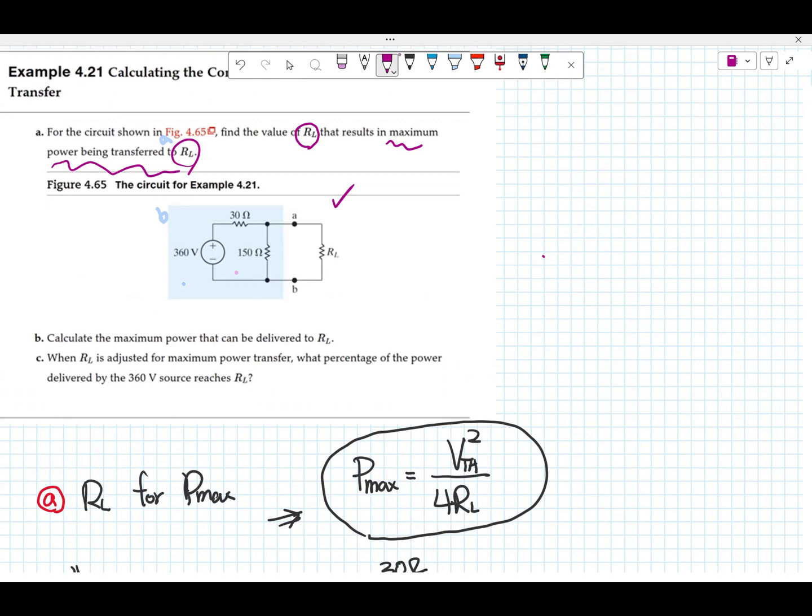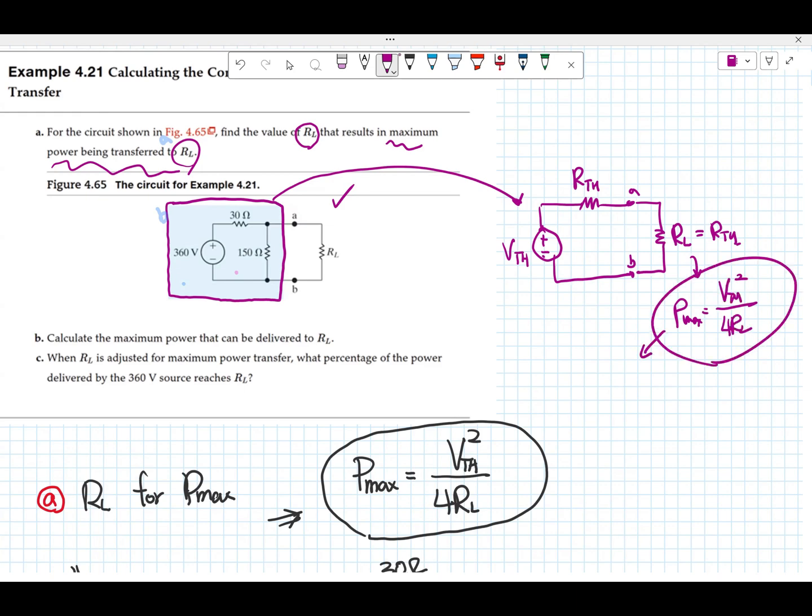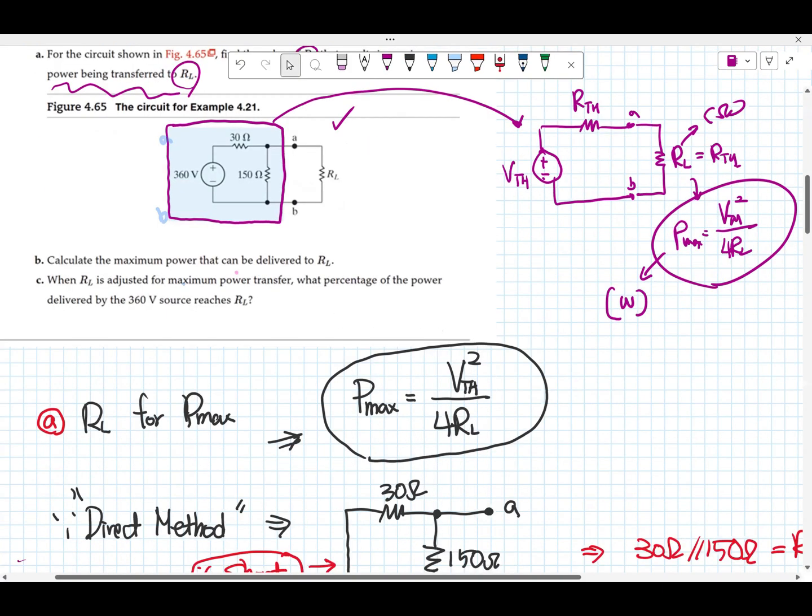So that was the blue rectangular part. We have to transform it to V sub TH and R sub TH, okay? With A and B, we can find R sub L, which should be R sub TH. And then we can find P sub max, which is V sub TH squared over 4 R sub L, okay? Definitely, that unit is watt, and the unit of resistance is ohm.